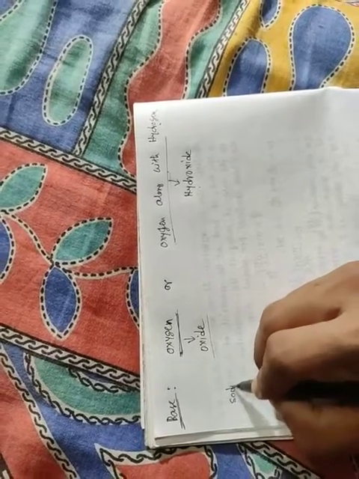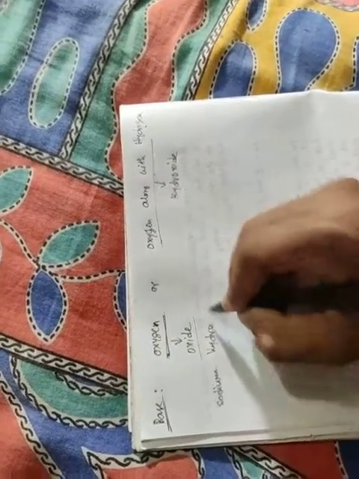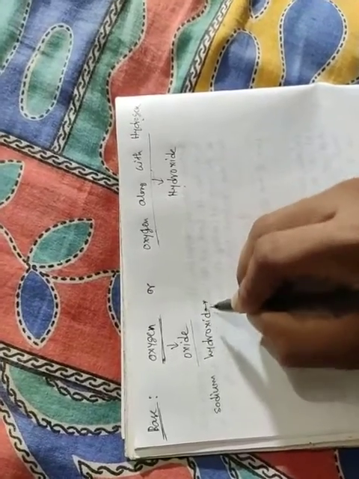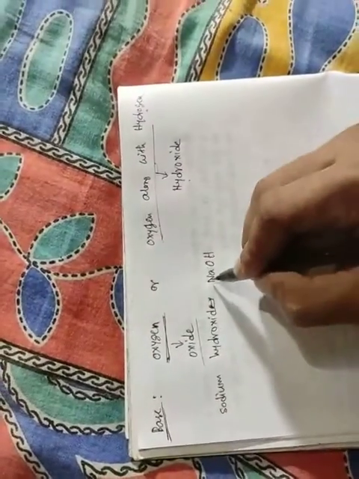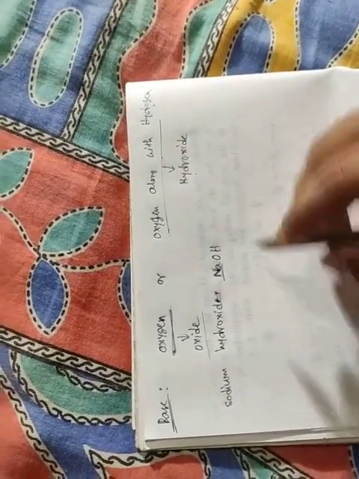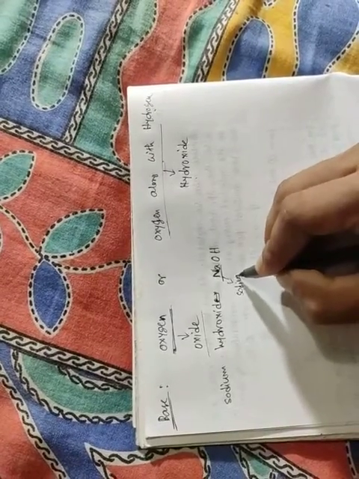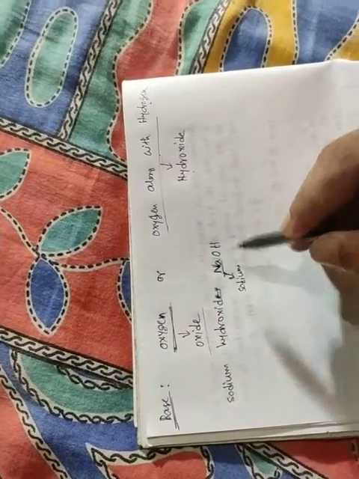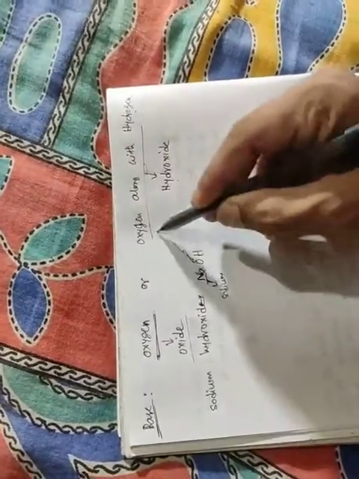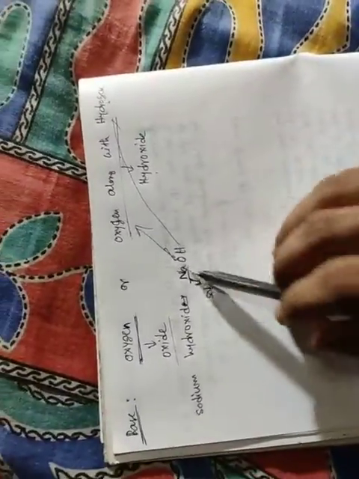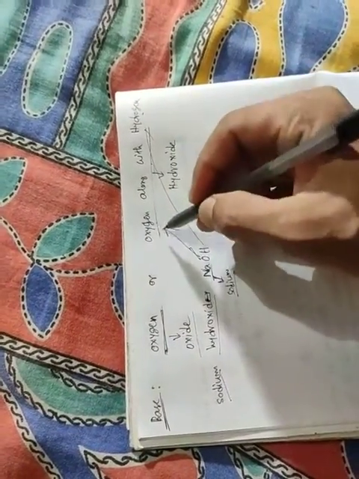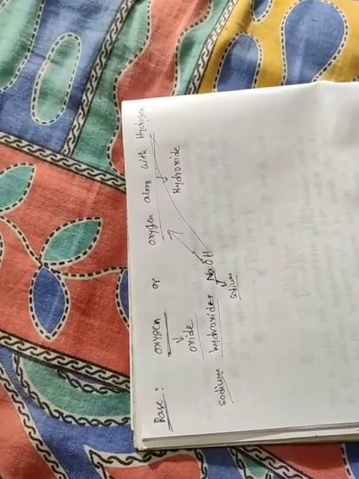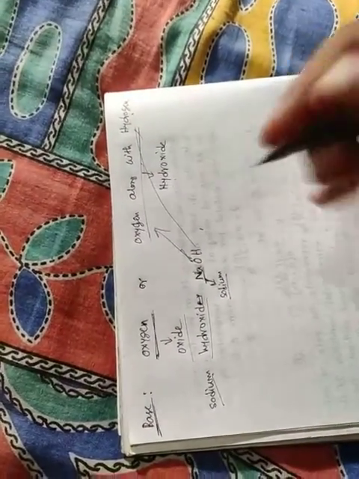Okay. For example, sodium hydroxide, NaOH. You see here one element is Na. Remember, Na means sodium. One element is Na, but see the other elements, oxygen and hydrogen. So that's why it is called sodium hydroxide, as it consists of oxygen along with hydrogen. Okay. Next, potassium hydroxide.